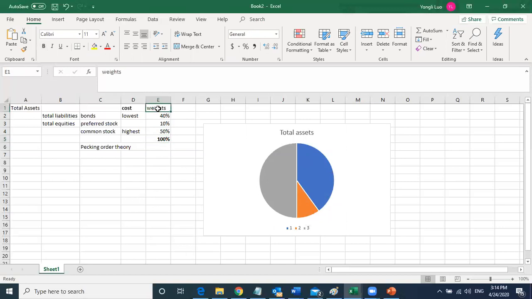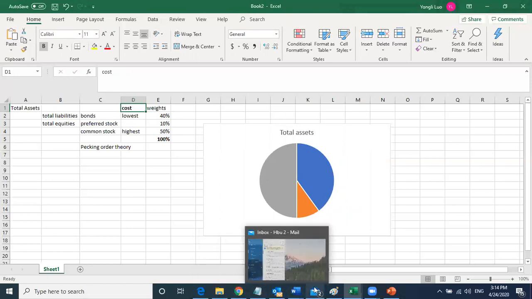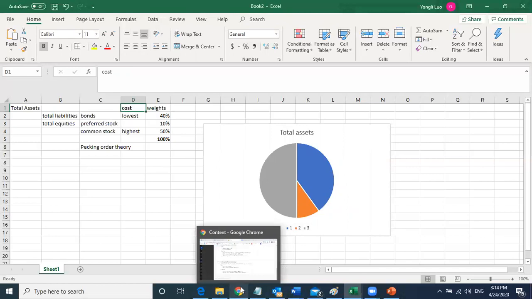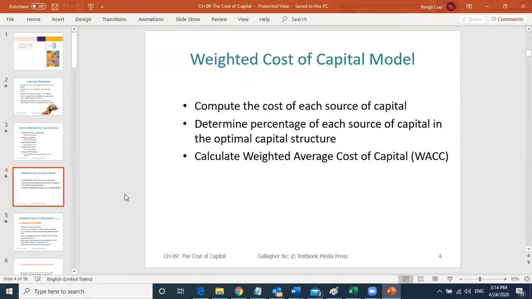Okay, so we know that this is the weighted average cost of capital. First we have the idea of the weight, or the proportion, of each type of asset in your total asset. Now we go back to the cost. As I have mentioned, the bond costs the lowest, the preferred stock is in the middle, and the common stock's cost is the highest. So now let's see the example we have.